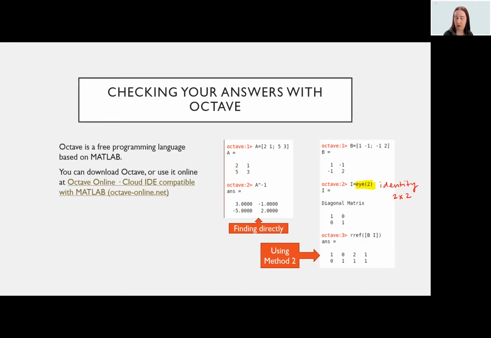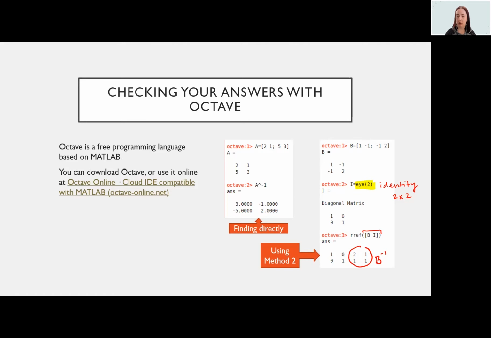So you do Gauss-Jordan elimination, which is RREF. And this is creating your matrix of the given matrix and then the I attached to it. And then it will row reduce it and give you your answer. And this is your inverse, which for this matrix would be B to the -1 because the matrix was B. So there are two ways that you can check your answers.